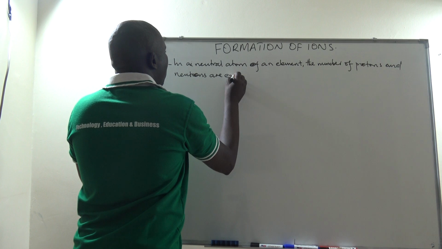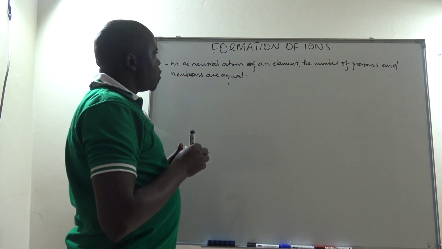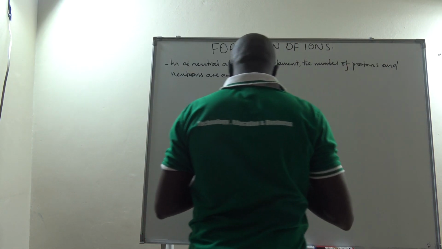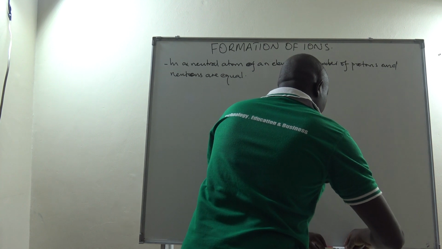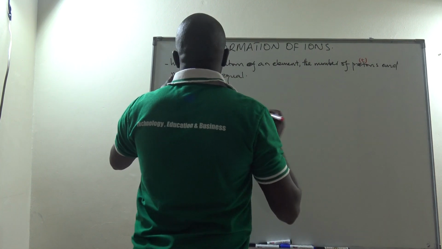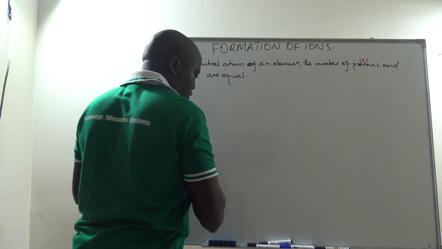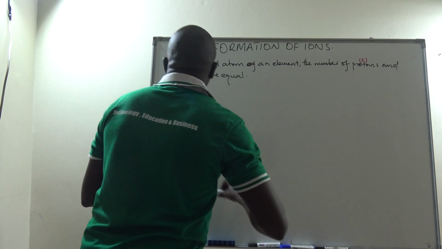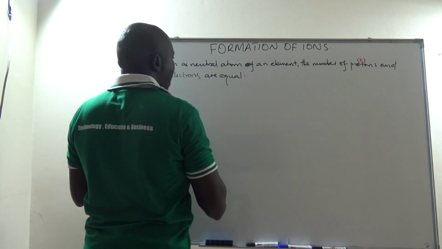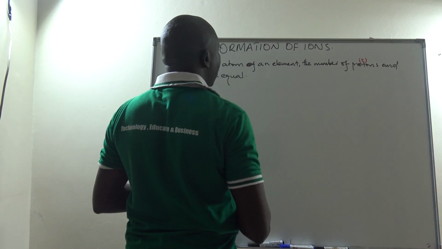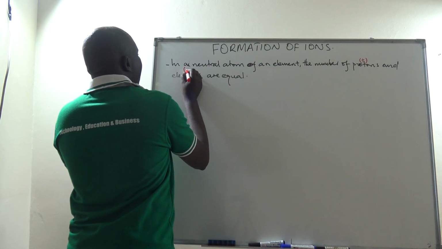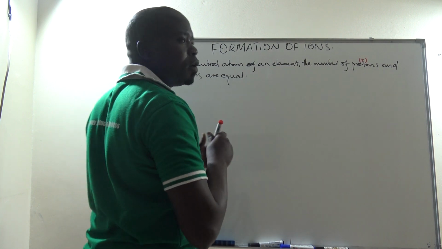are equal. This is what we saw before, that protons are positive particles. Let me put it here. Protons are positive particles, and then not neutrons but electrons. Electrons are, number of protons and electrons are equal. So in a neutral atom of an element, the number of protons which are positive particles and electrons which are negative particles are equal or the same.